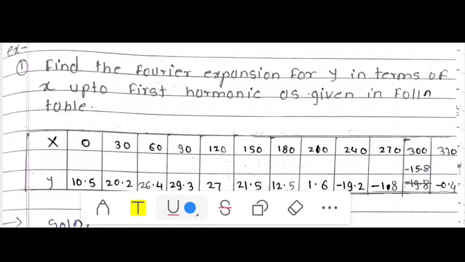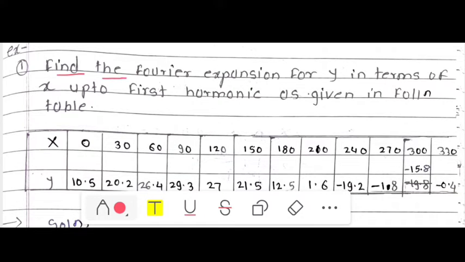In the previous video, we discussed how to find the first harmonic, second harmonic and third harmonic whenever the values of yi are given in tabular form instead of the function being given in explicit form. So here we see some examples on harmonic analysis. See the first one.